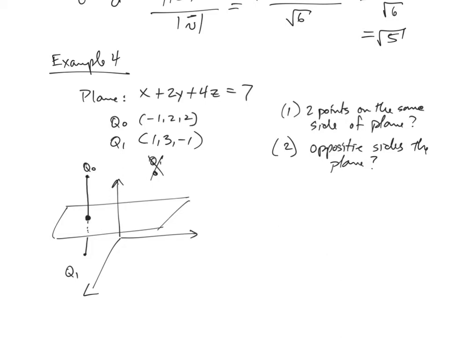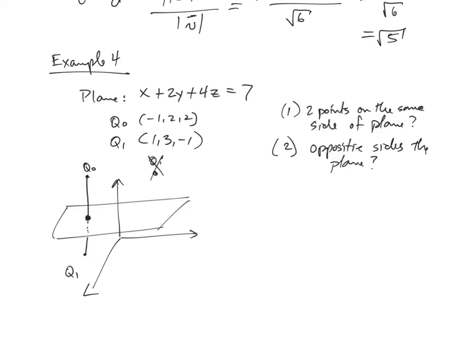Well, in order to solve this, all we got to do is plug the xyz coordinates of each of these points into the plane equation. If, let's say Q0, we take its coordinates and plug them into this plane equation, if they actually satisfy the equation, which means we get 7 on the left-hand side when we put -1 in for x, 2 for y, and 2 for z, well, that means point Q0 is on the plane. Okay? But if these coordinates do not satisfy this equation, well, then Q0 is not on the plane. It's on one side of the plane or on the other.